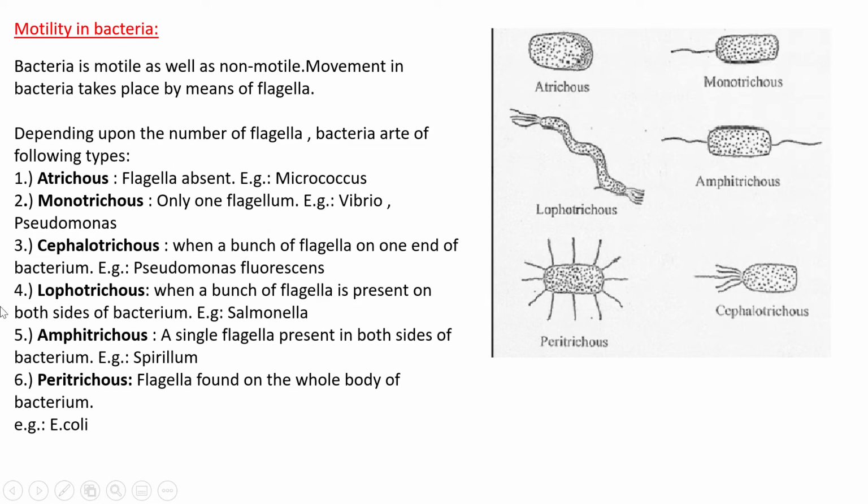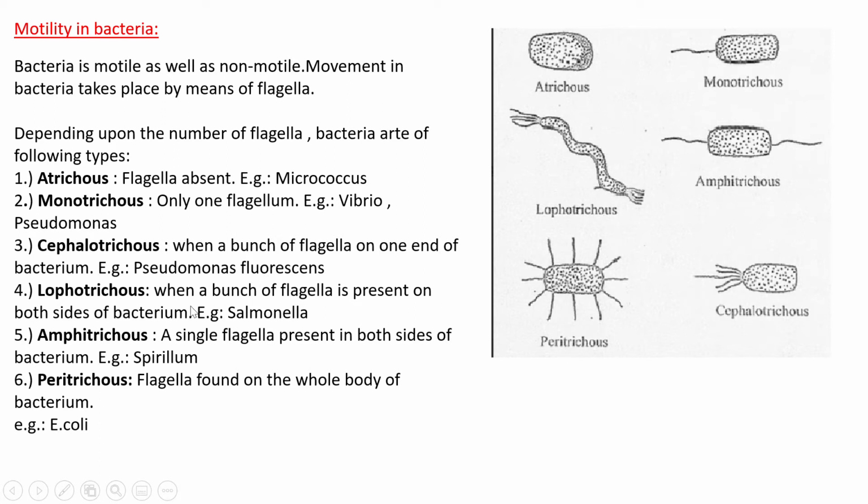The fourth type is Lophotrichous. When a bunch of flagella is present on both sides of the bacterium, this is Lophotrichous. Here we see on both sides of the bacteria, a bunch of flagella is present. For example, we can see this in Salmonella. The fifth type is Amphitrichous. Here, a single flagellum is present on both sides of the bacterium. Here we see in the diagram how a single flagellum is present on both sides of the bacteria.